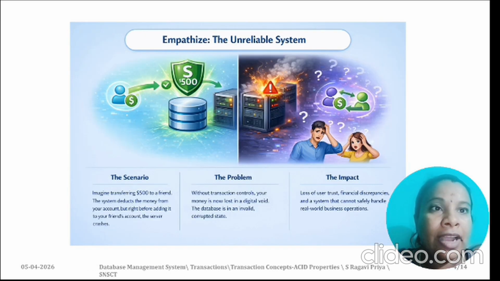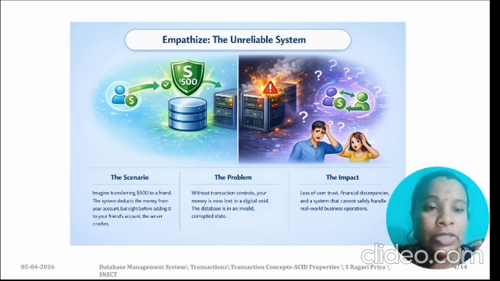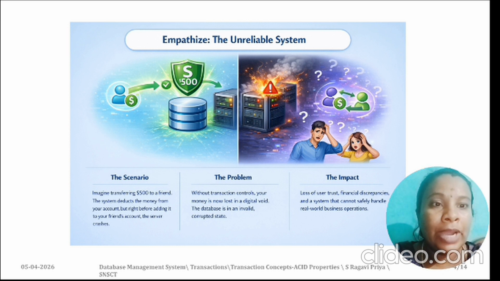So, the unreliable system. The scenario: imagine transferring rupees 500 to a friend. The system deducts the money from your account, but right before adding it to your friend's account, the server crashes. The problem: without transaction controls, your money is now lost in a digital void. The database is in an invalid, corrupted state. The impact: loss of user trust, financial discrepancies and a system that cannot safely handle real world business operations.